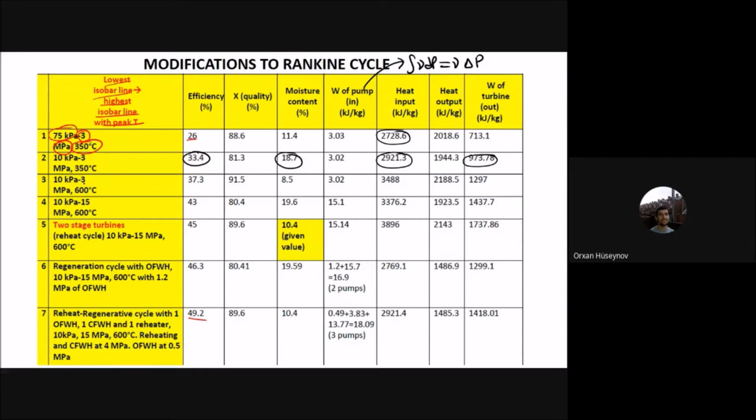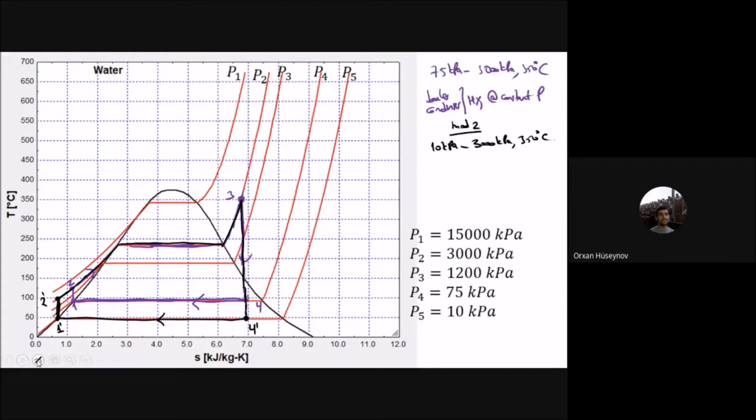Now comes modification number 3. What you are doing is increasing the peak temperature to 600 degrees Celsius, but everything else is the same. So let me do that. The peak temperature was at 3, now it becomes 600 degrees Celsius. Now you will be here on this chart, so it will go to point 3', okay?